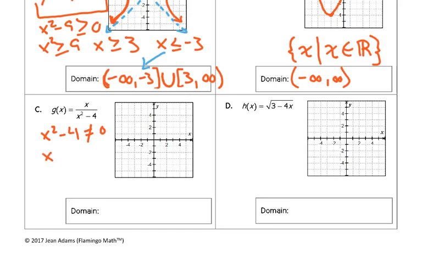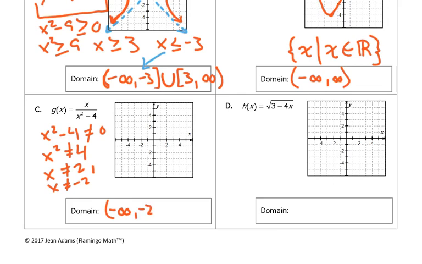So I know that x squared cannot equal 4. If we solve for x and take the square root of both sides, x cannot be 2, and x cannot be negative 2, right? But x can be anything else. So then I know that my domain is going to be all numbers. Start on the very left, all the way from negative infinity, and we're going to stop at negative 2.